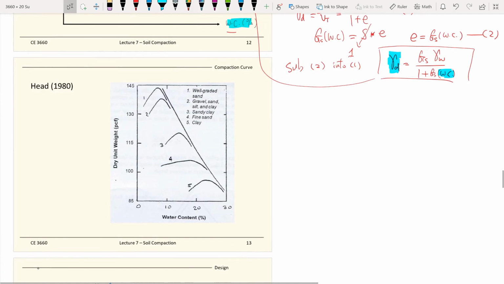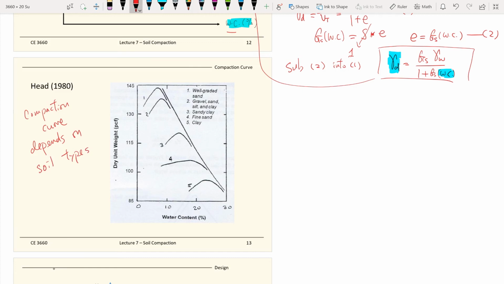Furthermore, the compaction curve also depends on the soil types. This gives a very good demonstration. If you have a clay type of material, the compaction curve will be here. And again, this is the 100% saturation line for all different types of soil.